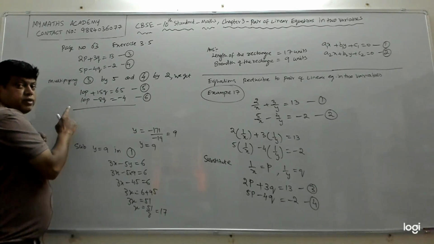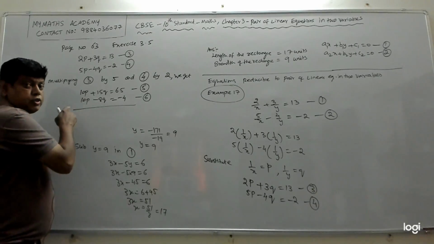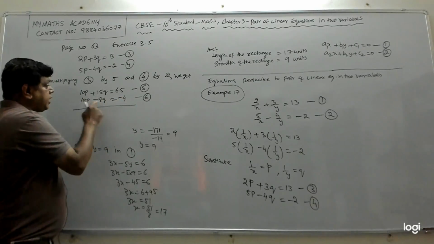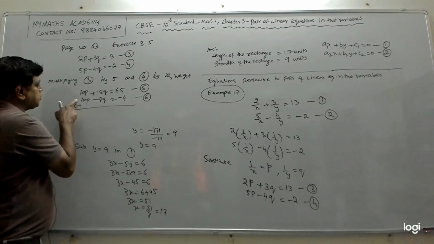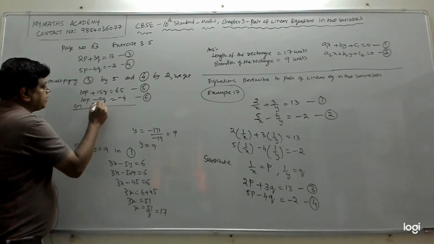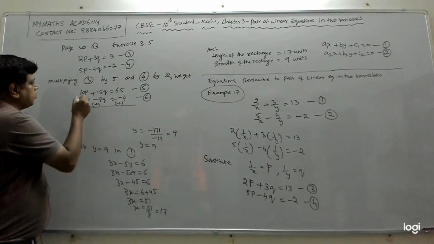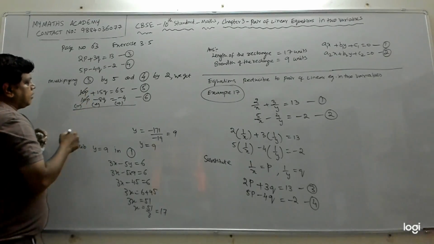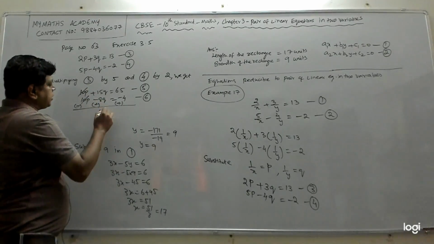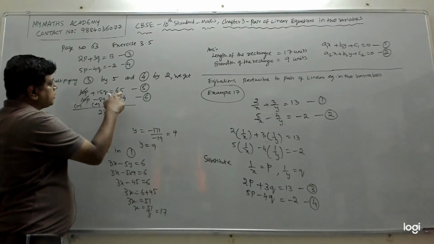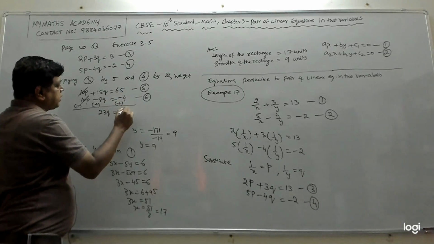When both have the same sign, then we should subtract them, which means we should change the sign of the second equation. So we will put minus because it is plus. So here it is minus, it will become plus. This minus will become plus. Now this is 10p, this is minus 10p, cancel. 15q plus 8q is 23q, equal to, now 65 plus 4 is 69.